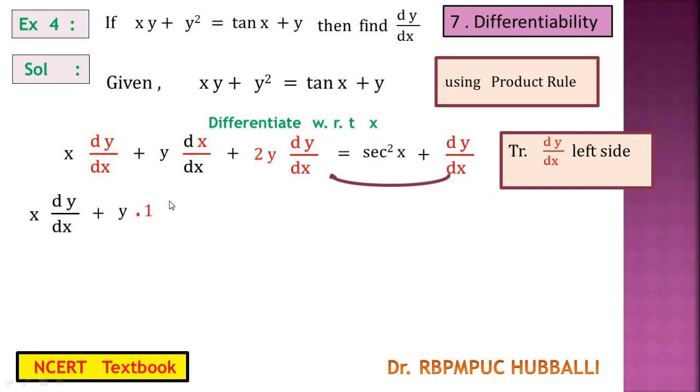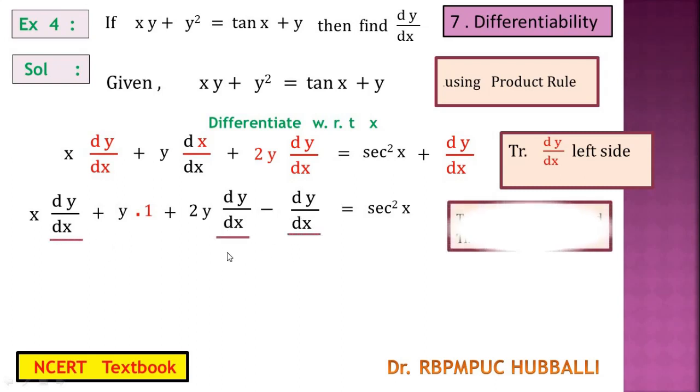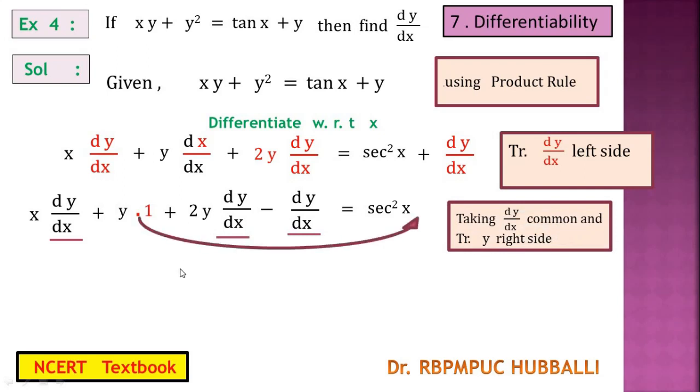x into dy by dx plus y. Now here we have d by dx of x variable, so d by dx of x is 1, plus 2y dy by dx as it is. If you bring this one, it becomes minus dy by dx, and on the right side secant square x as it is. Okay, so we have three terms, taking the common, and shifting this y term to the right side, transfer y to the right side.